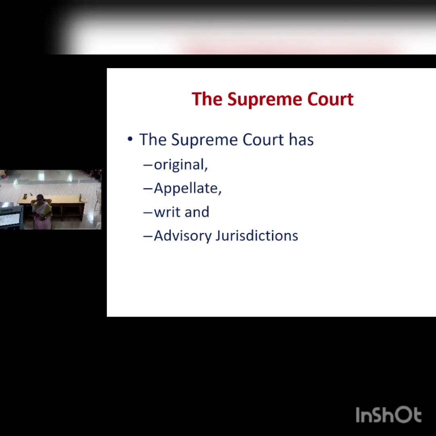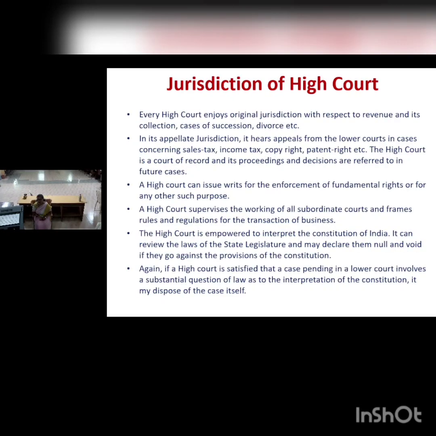The Supreme Court of India has original jurisdiction, appellate, writ, and advisory jurisdictions. Every High Court enjoys original jurisdiction with respect to revenues and their collection, cases of succession, divorce, etc. High Courts can issue writs for the enforcement of the fundamental rights of the people, and also supervise the working of all the subordinate courts and frame the rules and regulations for the transaction of business. The High Court is empowered to interpret the Constitution of India.